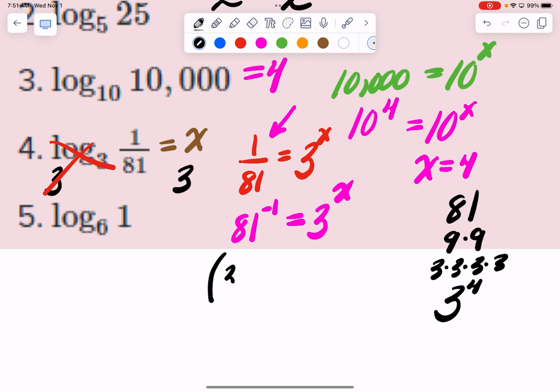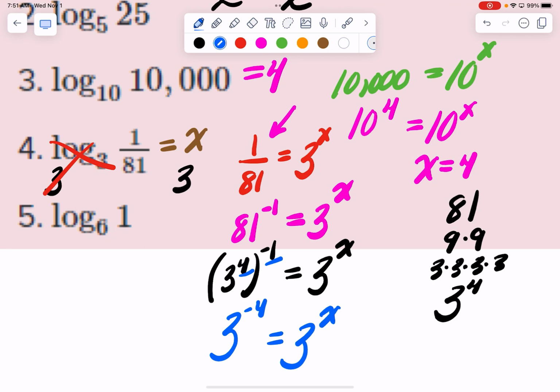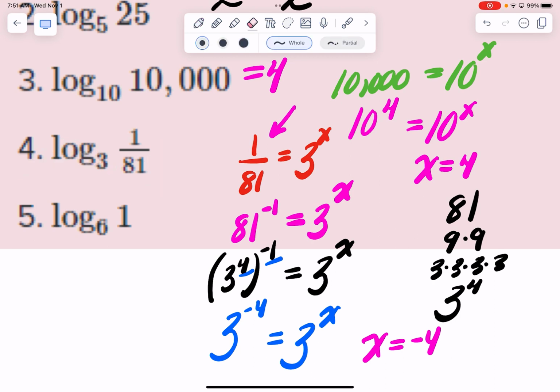So now rewrite this. This is 3 to the 4th raised to the -1 equals 3 raised to the x. We say when we have a power raised to an additional power, so this is really 3 to the -4 equals 3 to the x. And then from there, we now know x equals -4. So we go back to the original, we erase what we were doing here, and we say, okay, log base 3 of 1 over 81 calculates to be the number -4. Is this making sense? Okay.